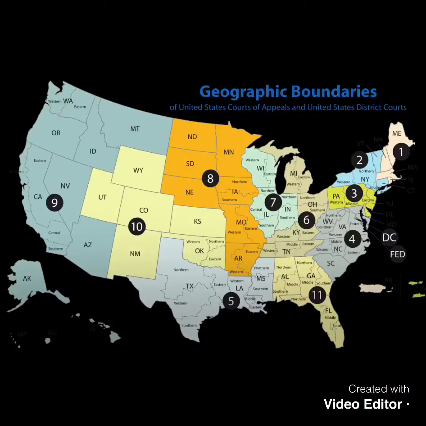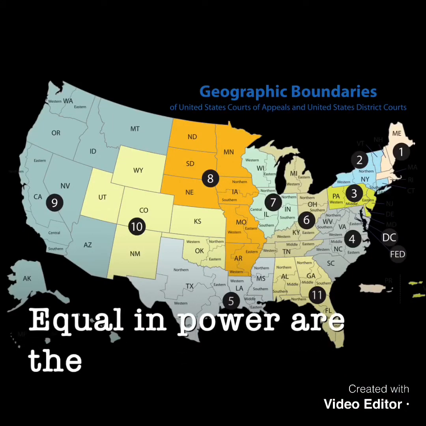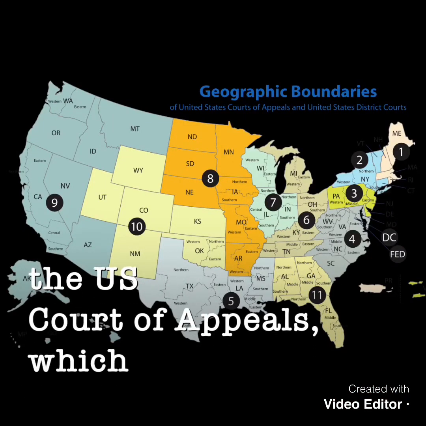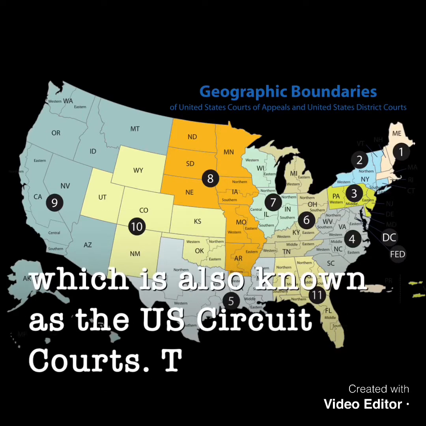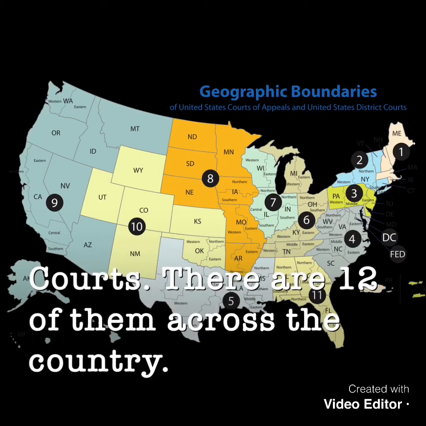Following the state appeals court is the state Supreme Court, which is also known as the last resort court. This court comes right before the U.S. Supreme Court, and it's known as the highest state court of appeal. Equal in power are the U.S. Court of Appeals, which is also known as the U.S. Circuit Courts. There are 12 of them across the country.